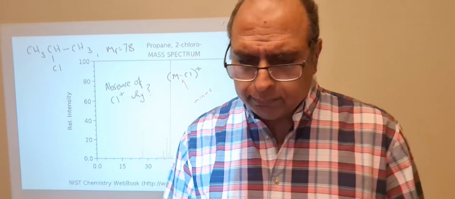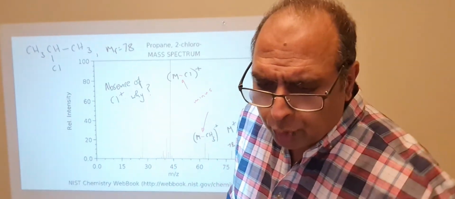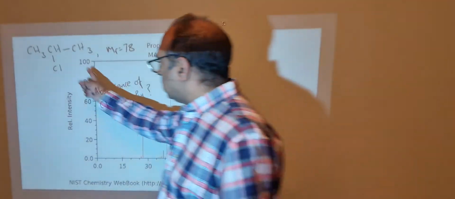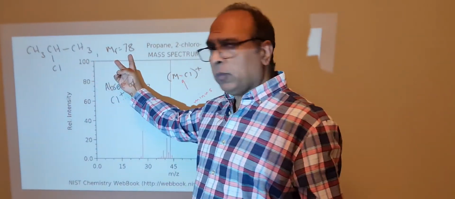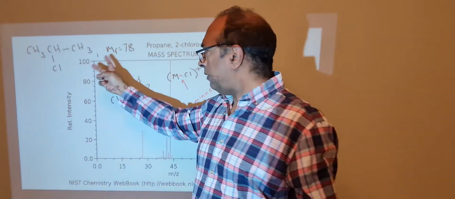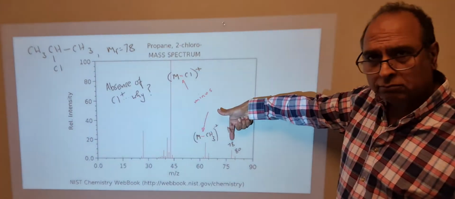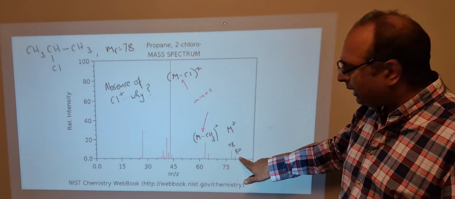Right, next one. This is 2-chloropropane. Now, 2-chloropropane, I've drawn it. That's 2-chloropropane there. If you work out the Mr value of it, 78, look, 78 is this peak here. 78, that peak there. Look at that peak at 80.